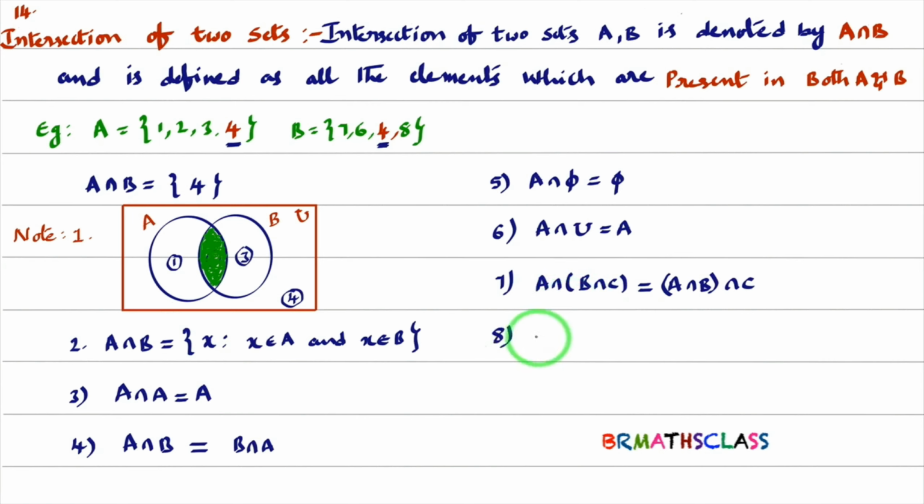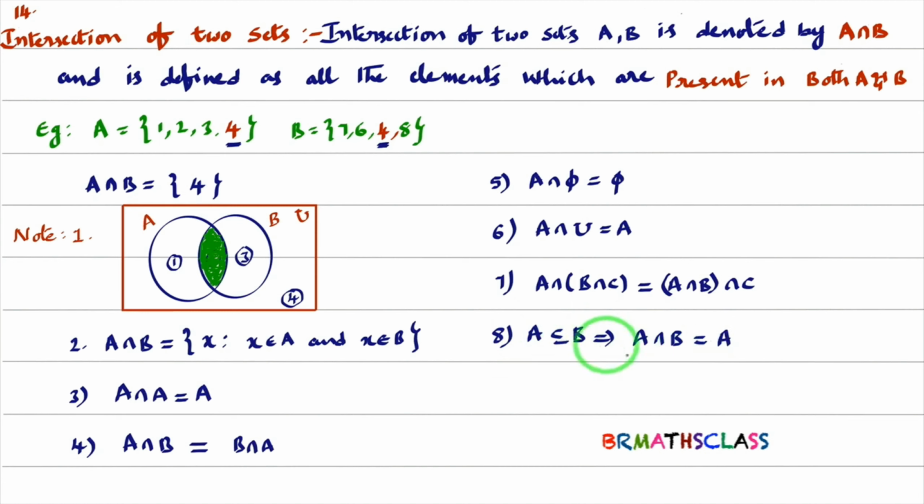Last point in intersection of sets. If A is a subset of B, then what will you say about A intersection B? If A is a subset of B, then which set is the smaller set? A is the smaller set. When we do the intersection, we will get the smaller set only.